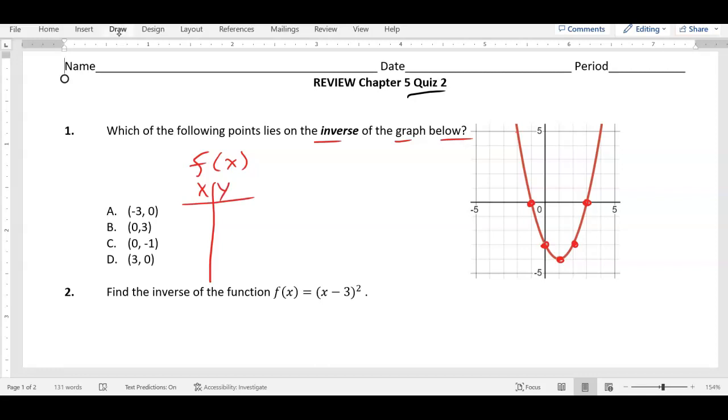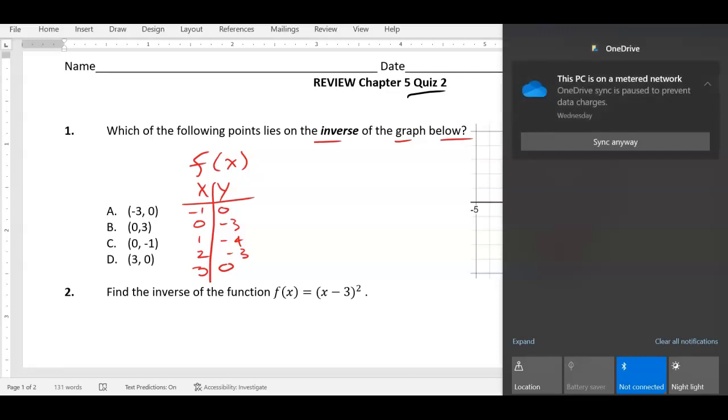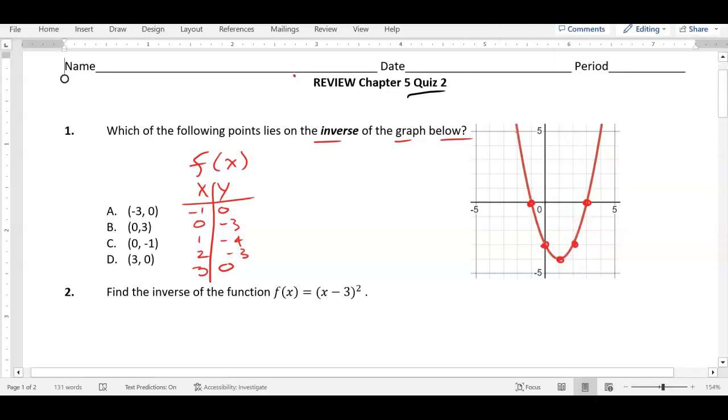So on this one we got -1, 0, 0, -3, 1, -4, 2, -3, 3, 0. Okay, so I get my original function table, and now I'm going to find the inverse with the little -1.